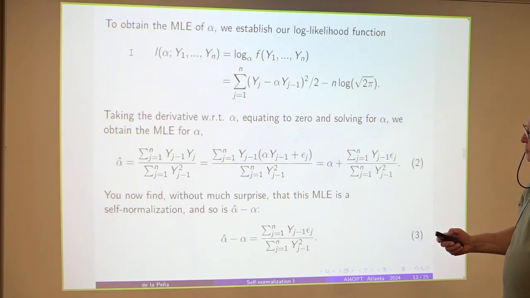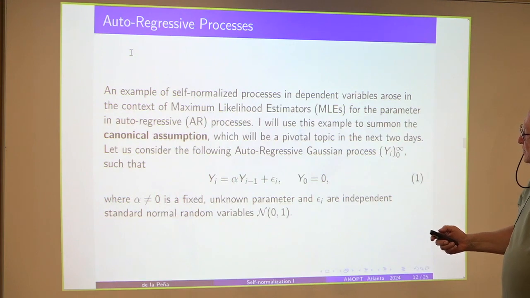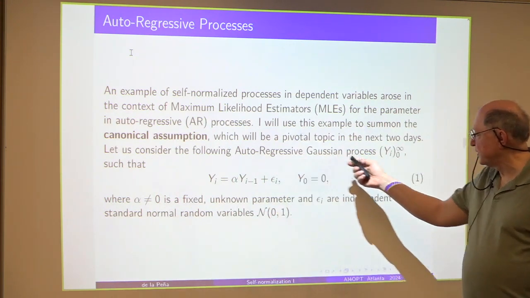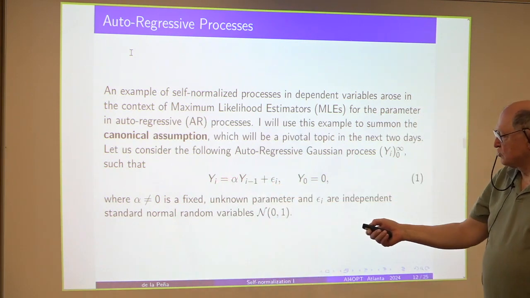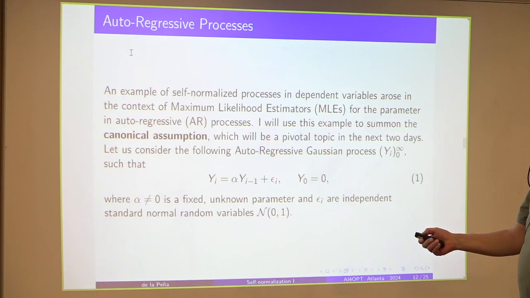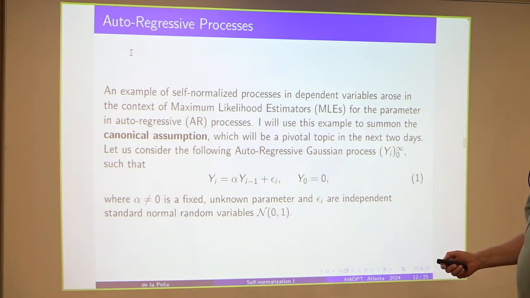Okay, so suppose that you have a sequence, a moving average, an autoregressive Gaussian process. So y sub i is equal to y sub i minus 1 times alpha plus epsilon sub i, y sub 0 equal to 0, and alpha is a fixed number, which is an unknown parameter, and the epsilon sub i are IID, mean 0, normal 1. So this is an important random variable in the study of time series.